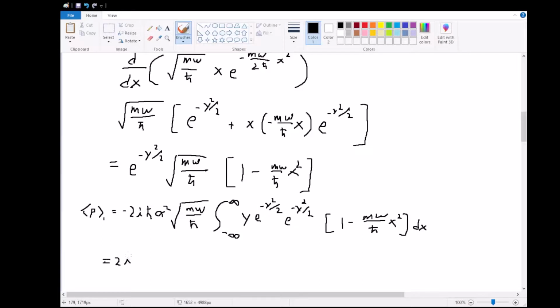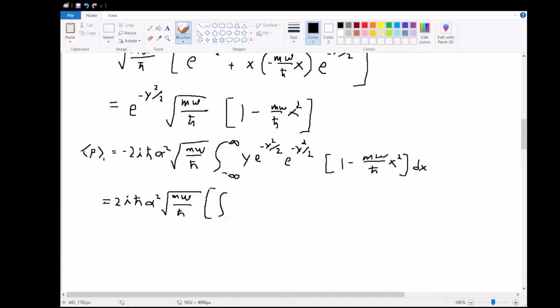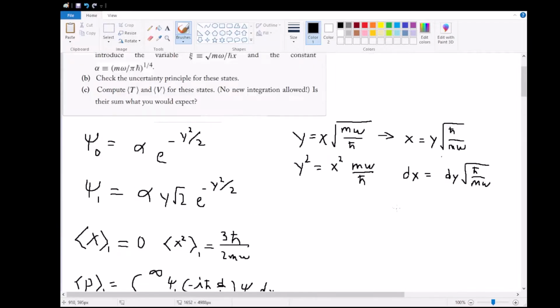So 2i times h bar alpha squared times the square root of m omega over h bar, and then multiplied by the integral from negative infinity to positive infinity of y times e to the negative y squared dy, minus m omega over h bar times the integral from negative infinity to positive infinity of y times x squared times e to the negative y squared dx. And then we do the same process of converting from x to y.